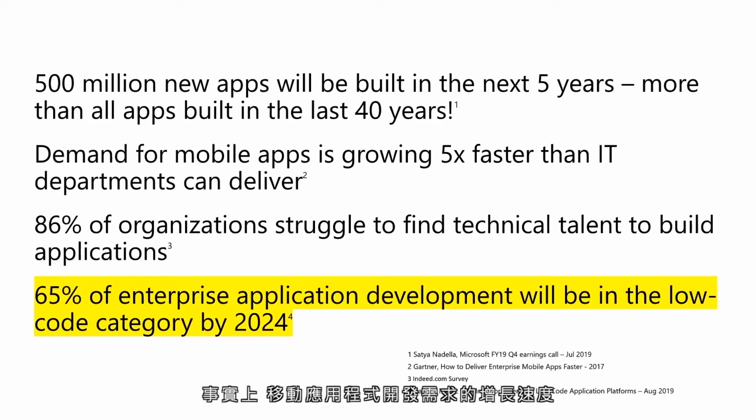In fact, mobile application development demand is growing 5 times faster than IT can satisfy it in general. And despite all of this, 86% of organizations struggle to hire developers to fulfill their development needs. All of these things are combining to drive a very significant change in how application development happens, and that's through low code. In fact, Gartner predicts that 65% of enterprise application development will be using low-code platforms in just the next 4 years. This is the environment in which Microsoft has chosen to create the Microsoft Power Platform.